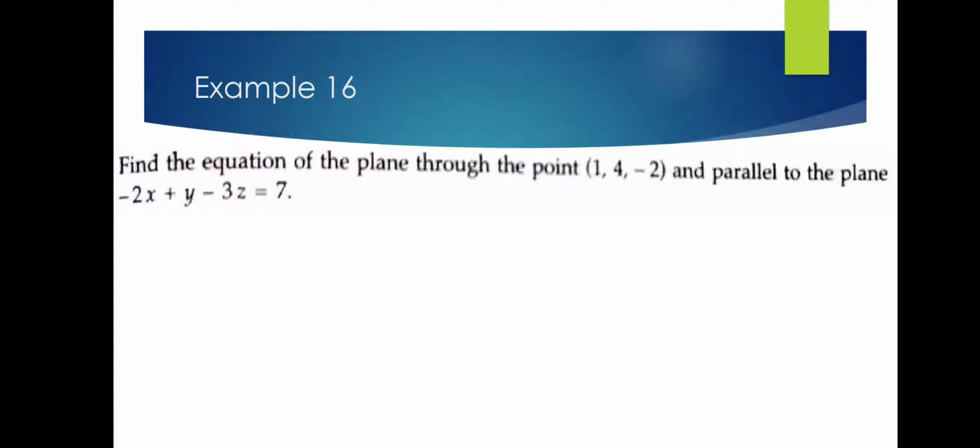Next, find the equation of the plane through the point 1, 4 and minus 2 and parallel to the plane minus 2x plus y minus 3z equals 7.